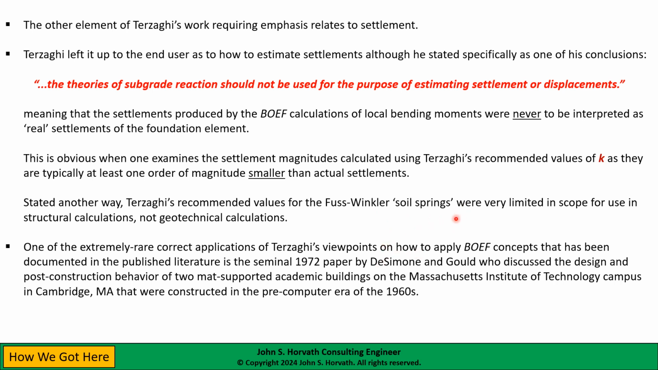As it turns out, D'Appolonia and Gould and their firm were involved in the design of the two mat foundations on the MIT campus. The buildings I've mentioned previously, the Chemistry or Dreyfus building and the Whitaker Laboratory building. Both of these were designed and built in the 1960s, and very interestingly, settlements were monitored for several years after construction. So these two mat foundations are really quite excellent because they provide not only construction details, but several years of post-construction observed settlements.